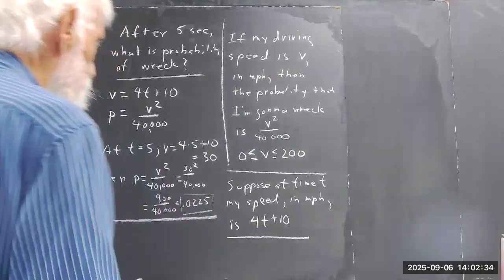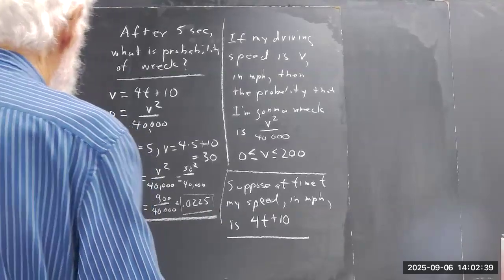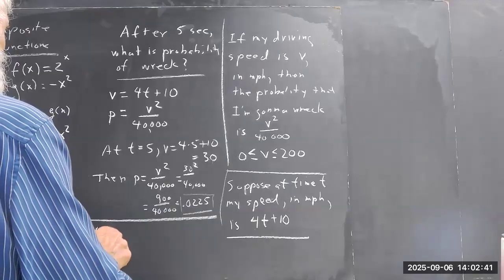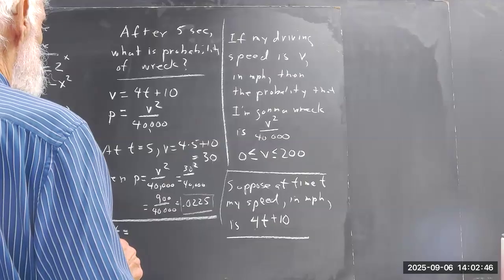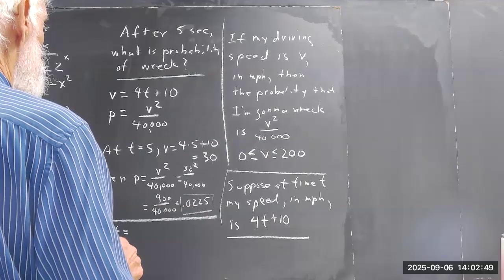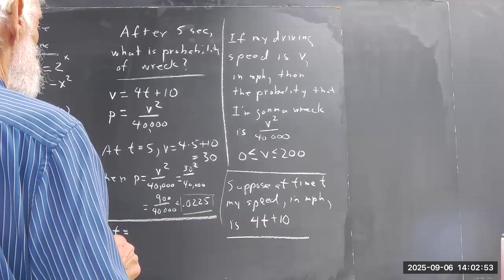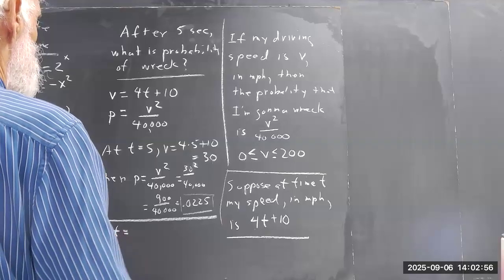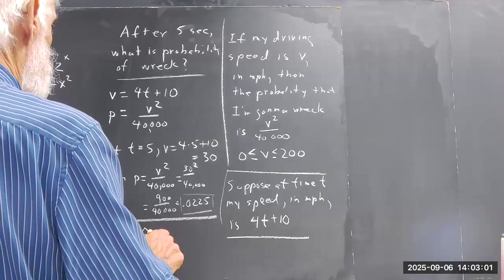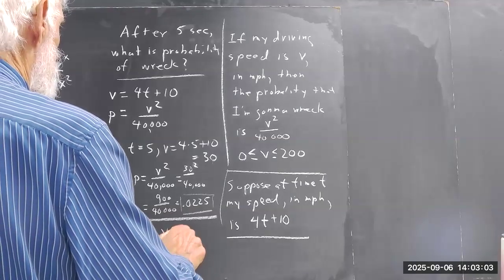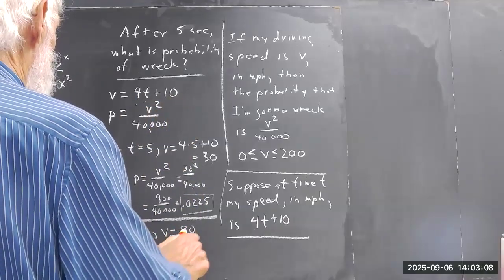Okay, so this isn't a very realistic model, but it kind of depends on the road. Okay, well, P equals 20. You can check it out. 4 times 20 is 80.